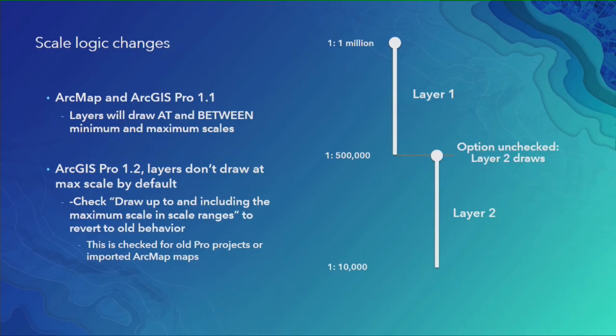So we've added this option. It's enabled by default since Pro 1.2, or it's technically unchecked, the option is. But what it'll allow you to do is have this behavior that layer 1 will drop out just before it hits 1 to 500,000, and then layer 2 will take over. So you can have smooth transitions between your scale ranges.